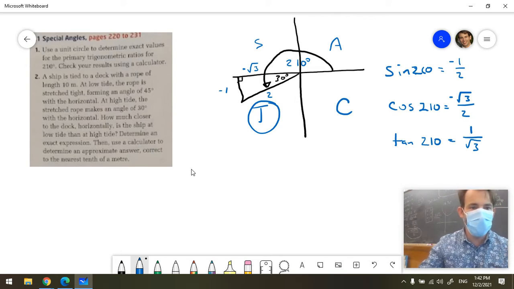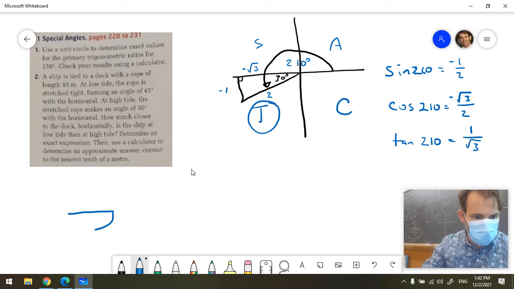Now question number 2 asks us to set up a question where a ship is tied to a dock with a rope of length 10 meters. Okay, so draw it. We're going to create a picture of this, and we'll do it down here. Here is my boat. Clearly, that's a boat. You can make a boat with a half circle, stick, and a triangle, if you didn't know that already. Or you can use more fancy shapes if you actually have some artistic talent.